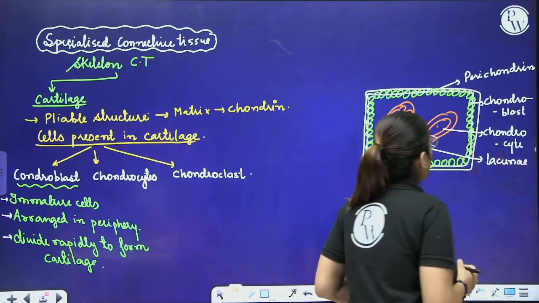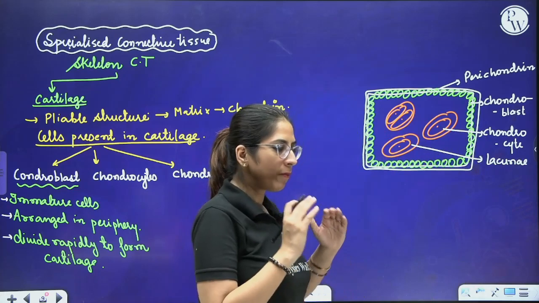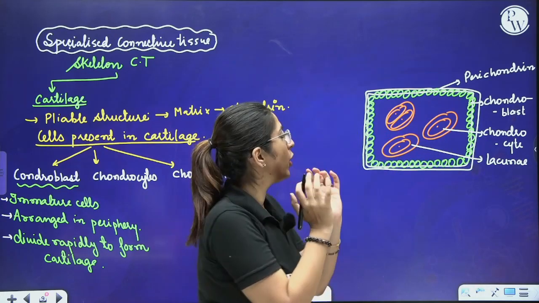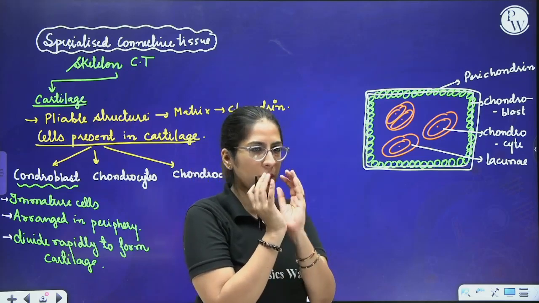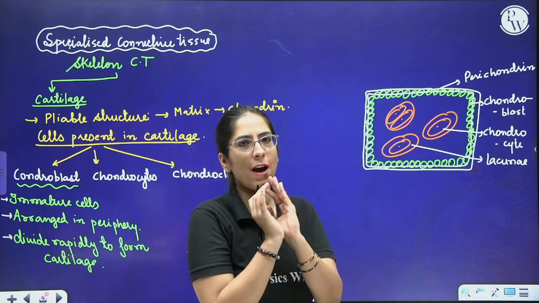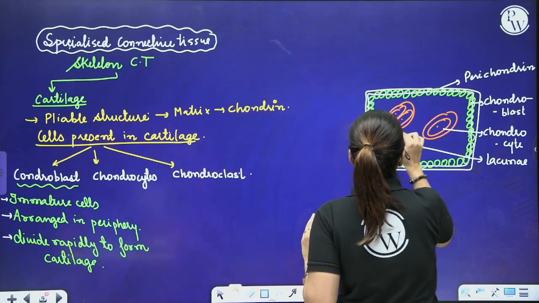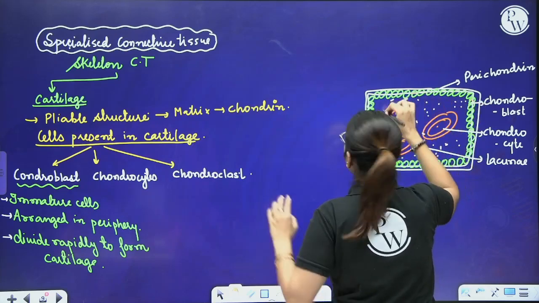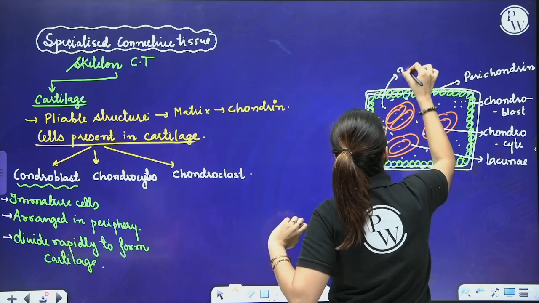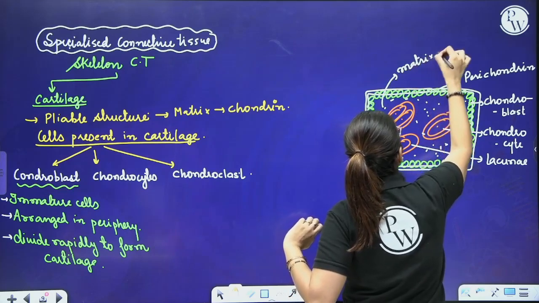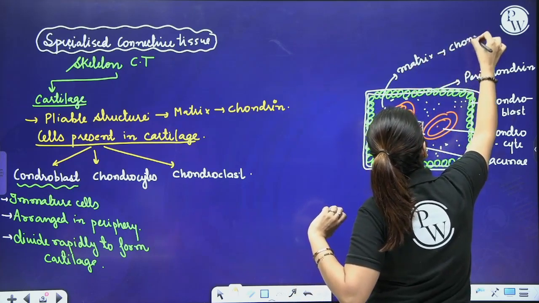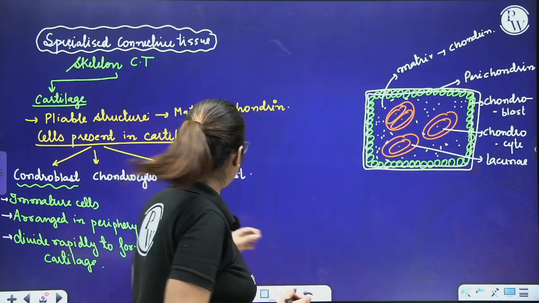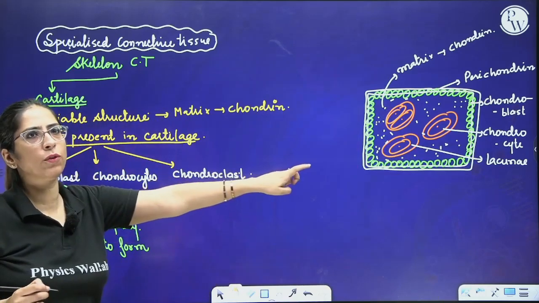Basically, buddies, they help in formation of the matrix. So, while the matrix is forming, a lacunae-like structure is formed. Lacunae are the empty spaces in which these chondrocytes are present. Now, here, another matrix is present. You will find a matrix also, and this matrix is termed as the chondrin. Clear? Lacunae. Now, let's talk about the chondrocyte, then we will move towards this diagram.